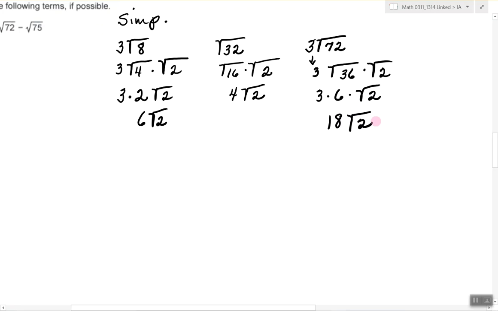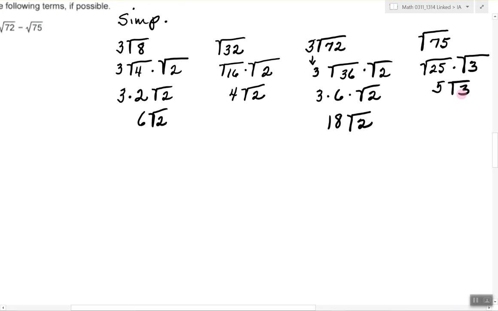I have one more radical to simplify from the problem way over here on the left, and it is the square root of 75. I think I've worked maybe with the square root of 75 before. It is 25 times 3. Square root of 25 is 5 times the square root of 3.